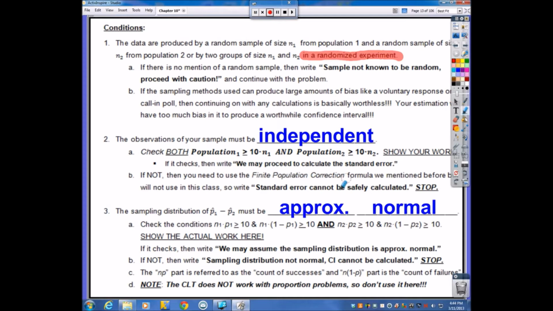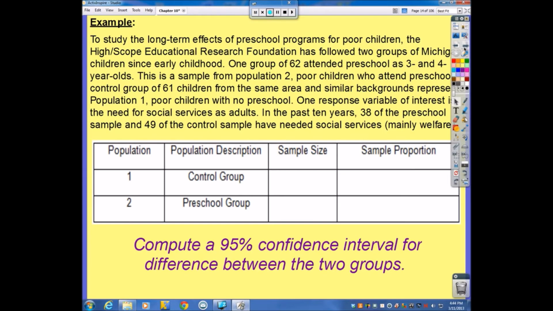And a little side note down here, they may refer to the n times p and n times 1 minus p as successes for n times p and failures for n times 1 minus p. You might see that mentioned in the book for some problems. So I just want to let you know that's what's really going on. And as always, some people still haven't gotten it through their brains, the central limit theorem does not work with proportion problems. So you cannot use it for these problems for proportions.